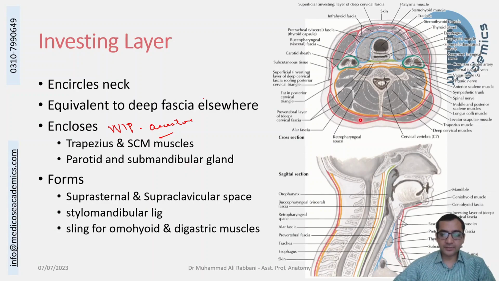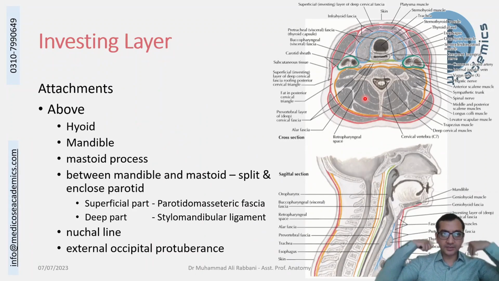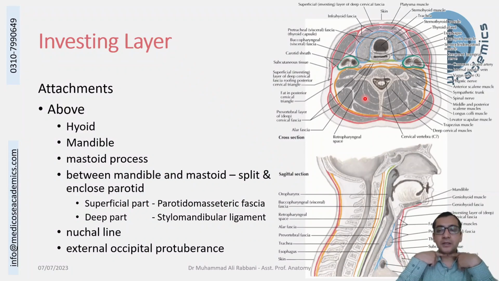Let's talk about the attachments. In the first lecture of the neck yesterday, we discussed the extents of the neck. On the upper end, we discussed the attachment right here, the ring that is formed by the neck. So these are the attachments of the upper end of the investing layer of deep cervical fascia.